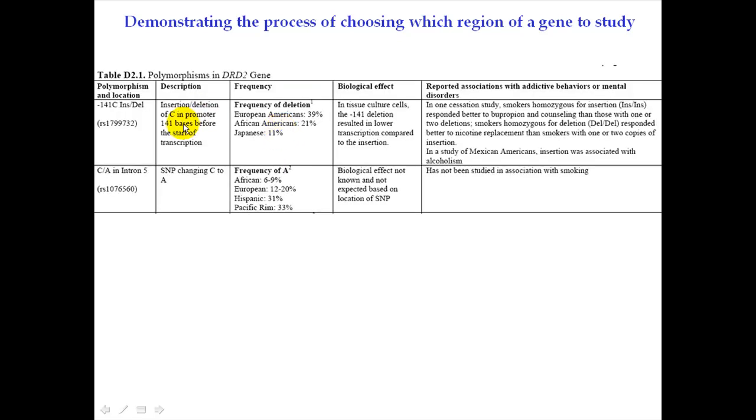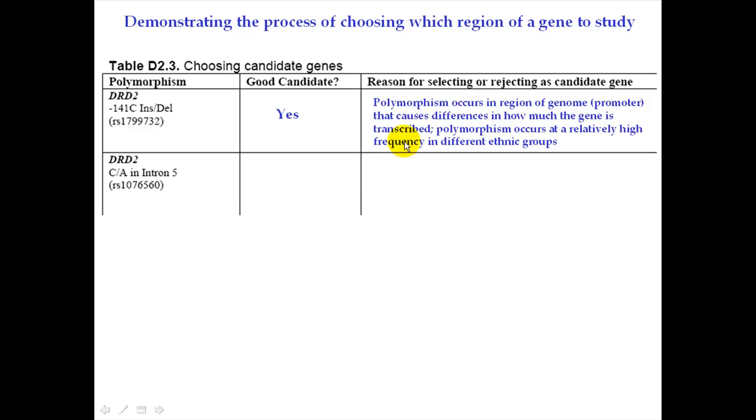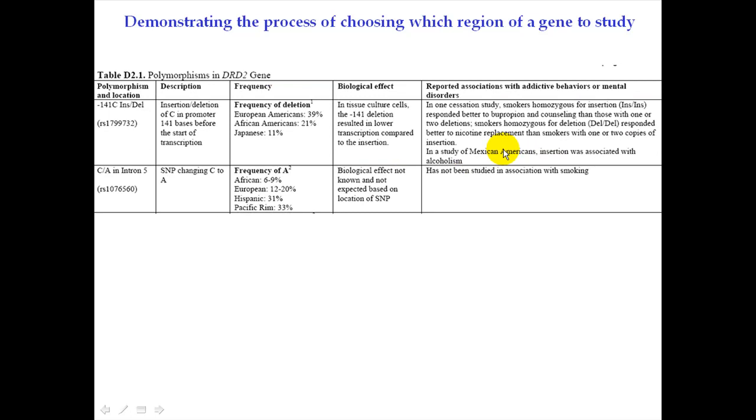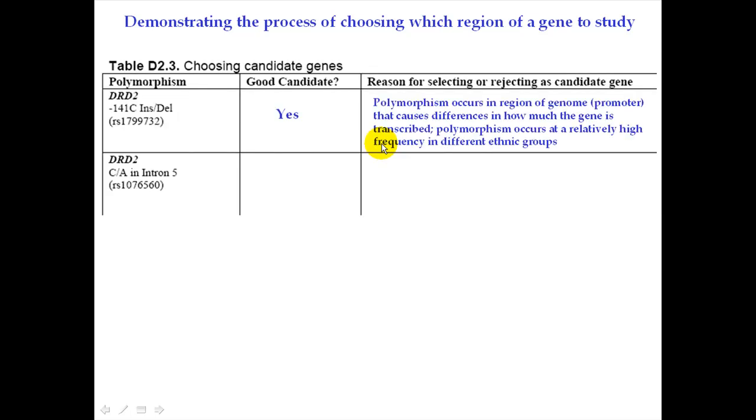In this particular case, I think there's enough information here to say that this is probably a good candidate based on those criteria that we listed before. Specifically, here are the reasons why. This polymorphism that we're looking at here occurs in a region of the genome, specifically the promoter, that actually causes a difference in how much gene is transcribed. Right? So here in this table, it's saying that if there's a deletion in this particular part of the gene, it actually has a biological effect. It causes less protein to be produced.